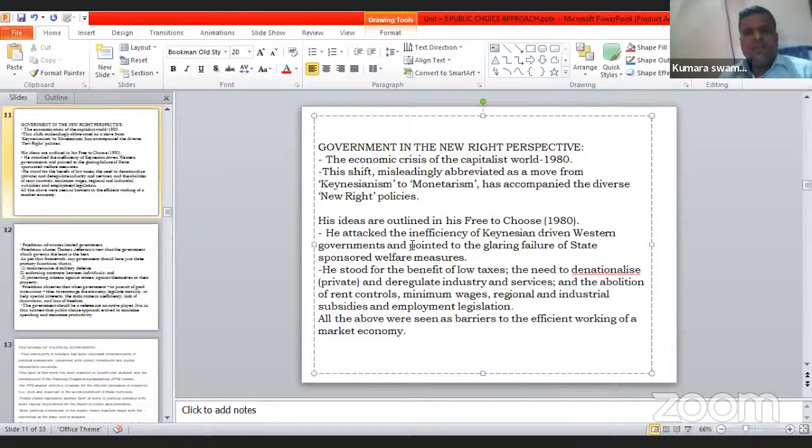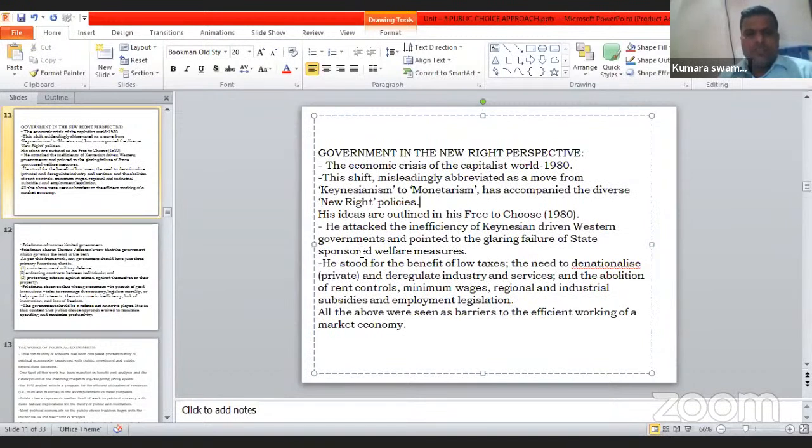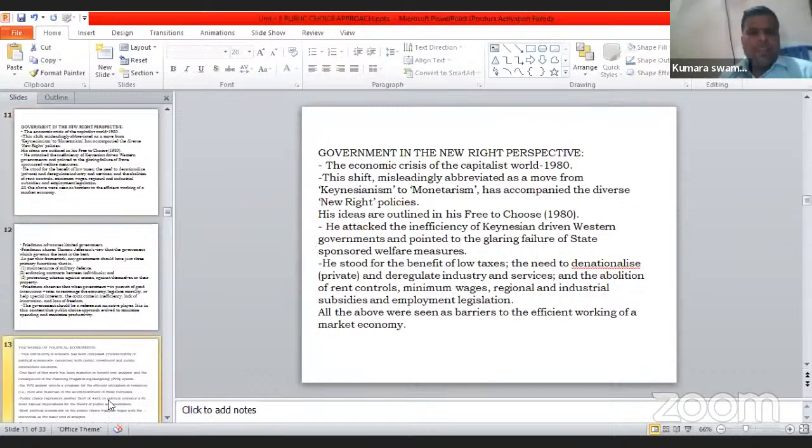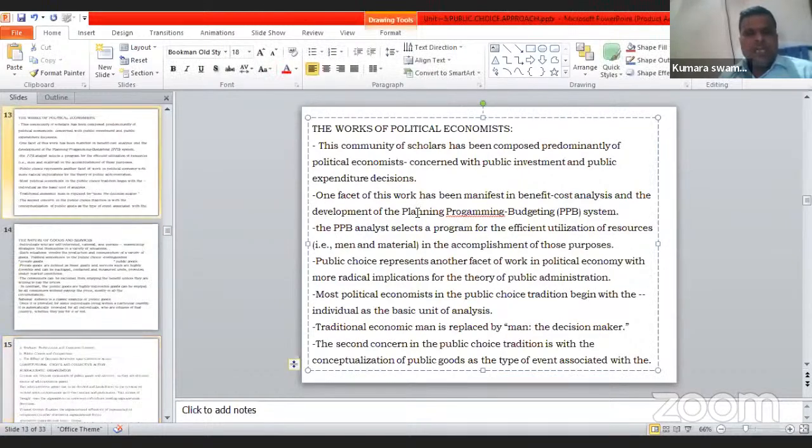It has outlined that free to choose. So the public have the choice to choose their services or choose a betterment, whatever they want, they can choose. In this one, the government new right perspective. So in the new right perspective, the people have to choose whatever they need, what they want about the wages and industries and some other things. In this part, the works of the political economists, they define that this community of scholars has been composed predominantly of political economists, concerned with public investment and public expenditure.